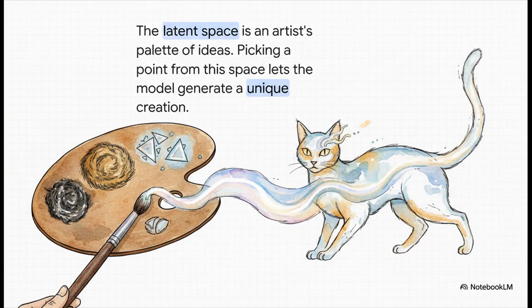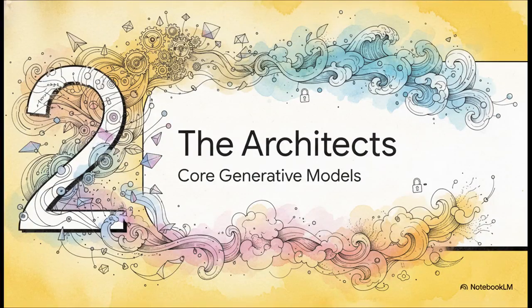And this analogy of an artist's palette is just perfect. Imagine the latent space has concepts like furry, pointy ears, whiskers, and cat. The model can just pick a point in that space that mixes those ideas together, and its decoder translates that abstract concept into a totally new picture of a cat that has never, ever existed before. It's amazing.